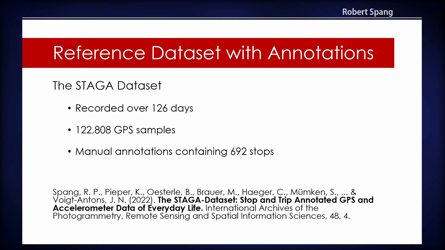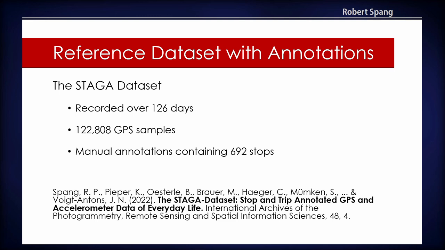And we recorded over 120 days and captured 120,000 GPS samples and did a manual labeled movement diary. So we have some annotations for this data set where we can actually know all these samples were recorded while on the go and all these samples were recorded while dwelling somewhere. And this data set is the Staga data set. We published it here at FOSS4G, and there's a paper around that if you look into this. But basically, that's what we use for our analysis.